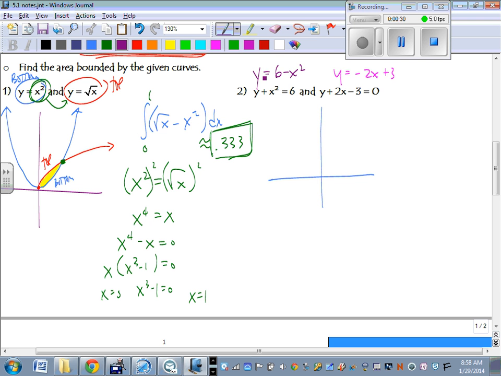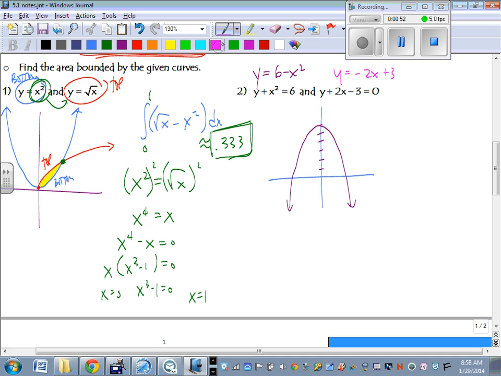But our purple graph here, y equals 6 minus x squared, what shape is that? Parabola. Negative in front means it's opening down, right? And the 6 means it's moving up 6. So we're going to have a graph like this, right? So that 1, 2, 3, 4, 5, 6. So that's our vertex up there.